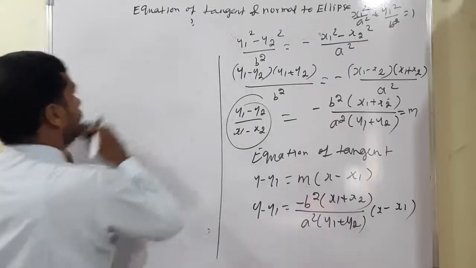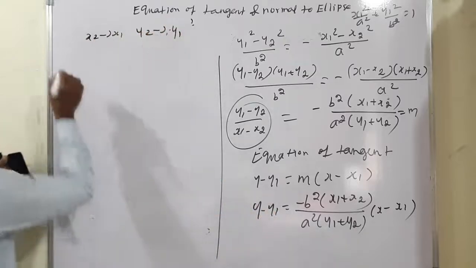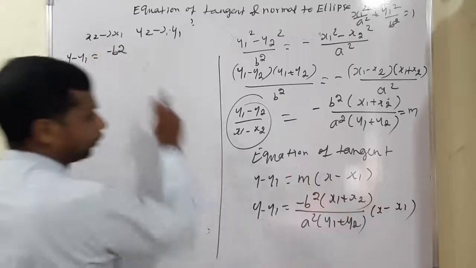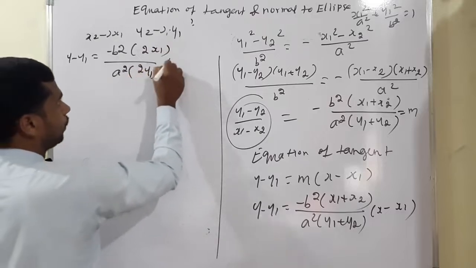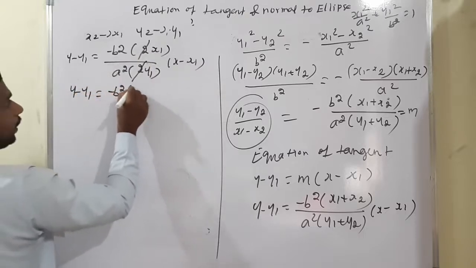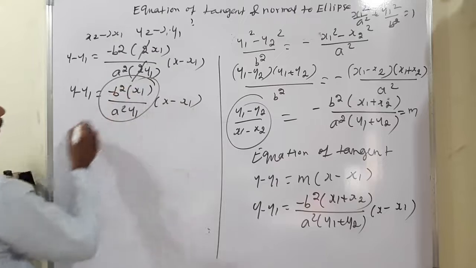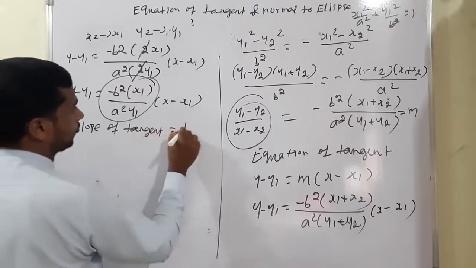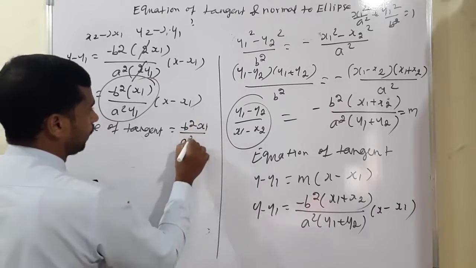Therefore, consider x2 as x1 as well as y2 as y1. What will happen? Condition: y minus y1 is equal to minus b square. Instead of x2 apply x1, so we can write 2 x1, and the denominator also 2 y1, into x minus x1. So 2 cancels, and y minus y1 is equal to minus b square x1 divided by a square y1 into x minus x1. This is the term of what? Slope of tangent. So slope of tangent is equal to minus b square x1 divided by a square y1.